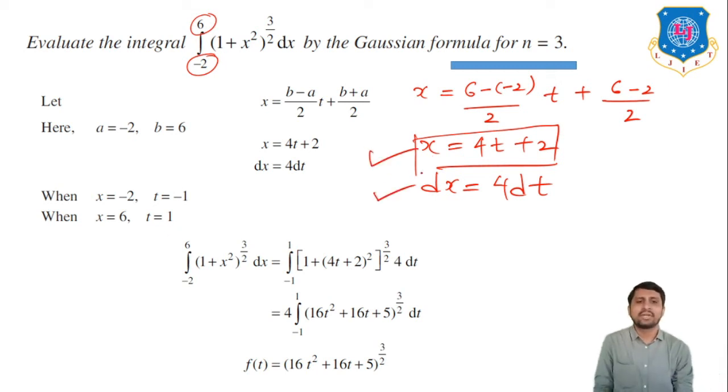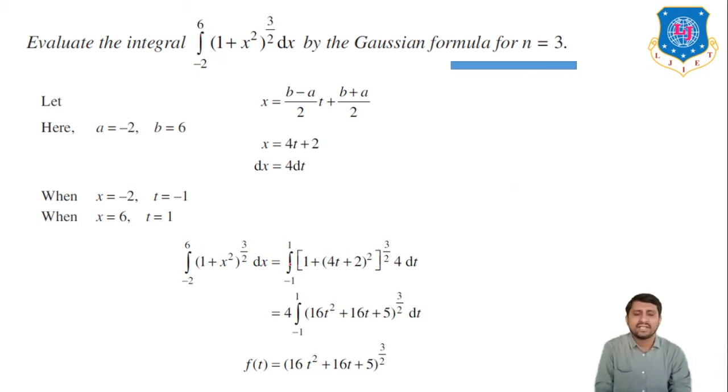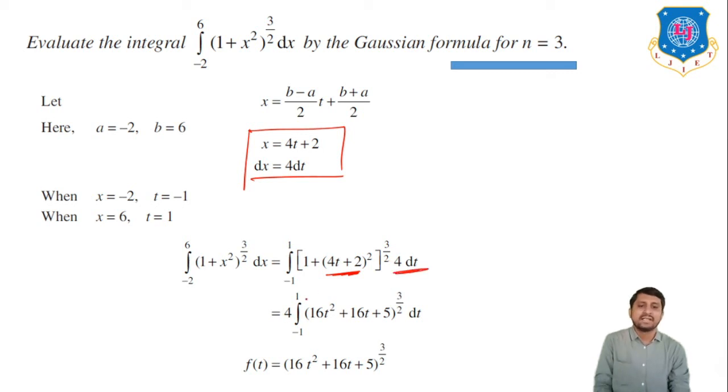Now you can easily understand when x is equal to minus 2, t is equal to minus 1, and when x is equal to 6, t is equal to 1. So integration from minus 1 to 1, 1 plus 4t plus 2. Because x is 4t plus 2 and dx is 4 dt, so 4t plus 2 whole square raised to 3 by 2 and 4 dt. 4 will be outside, and when you calculate 4t plus 2 whole square, that is 16t square plus 16t plus 4, plus 1, so 5. So 16t square plus 16t plus 5 raised to 3 by 2.